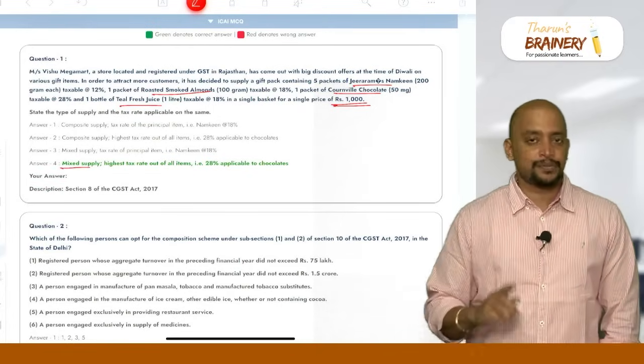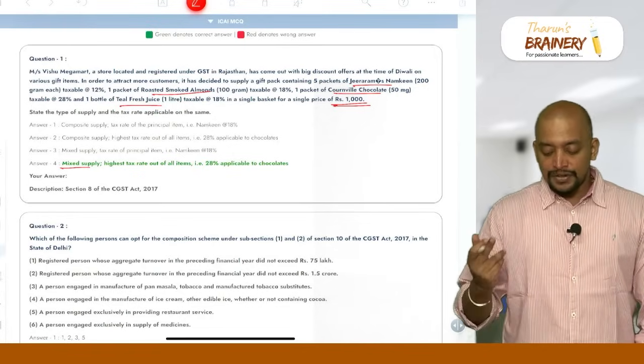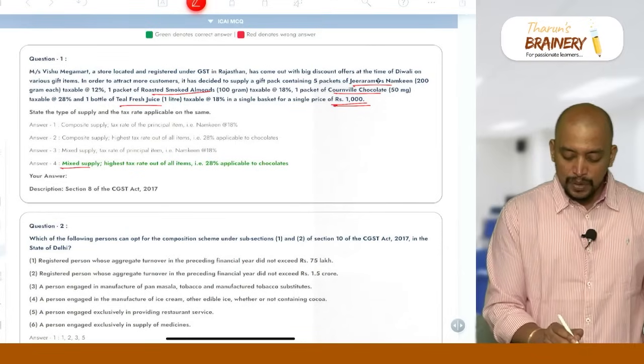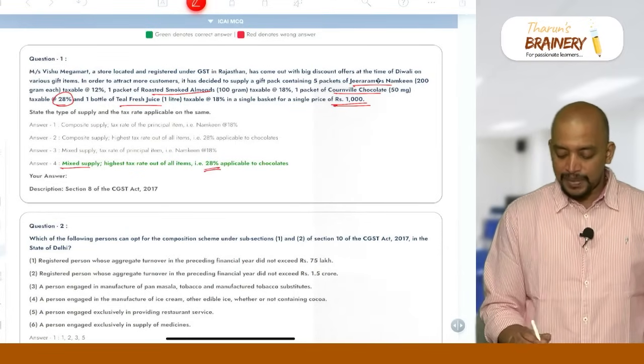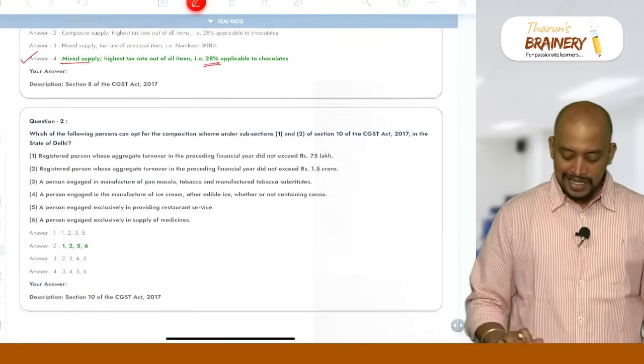First of all, it is not naturally bundled. As it is not naturally bundled, it will not become composite supply, but there is a single price. As there is a single price, it will become mixed supply. First you need to check composite supply. It is not a composite supply, but it will be mixed supply. When it is a mixed supply, we need to take the highest rate. So out of this, what is the highest rate? The highest rate will be 28%. So 28% is applicable to all items in this case. So option D is the answer.